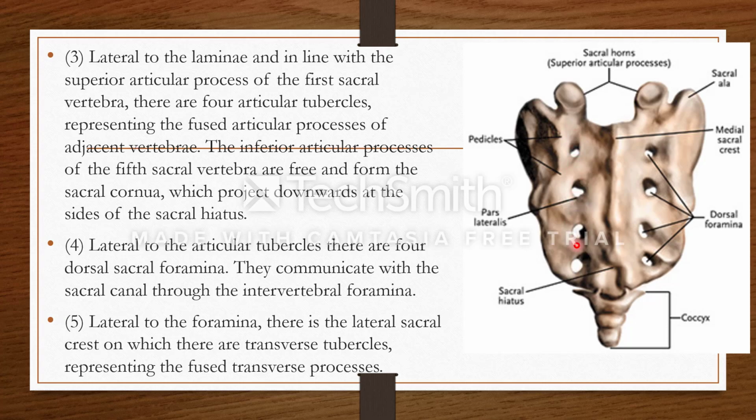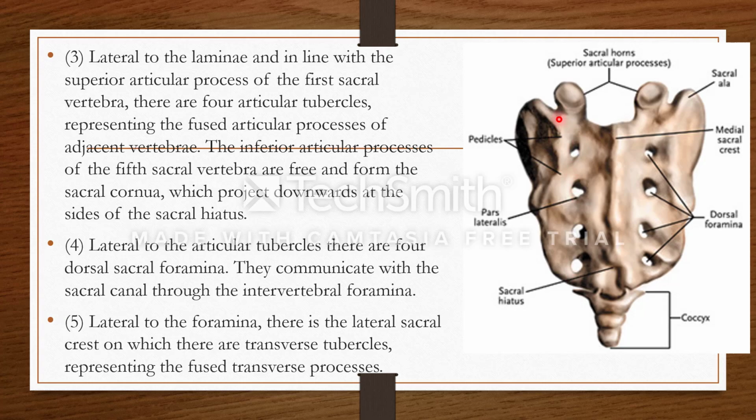These are the 4 dorsal sacral foramina of the left side, and these are the 4 dorsal sacral foramina of the right side. They communicate with the sacral canal through the intervertebral foramen. From this diagram, it is very understandable that the pelvic sacral foramina and the dorsal sacral foramina are communicated with one another through the intervertebral foramen, and through these intervertebral foramina, they are communicated with the sacral canal.